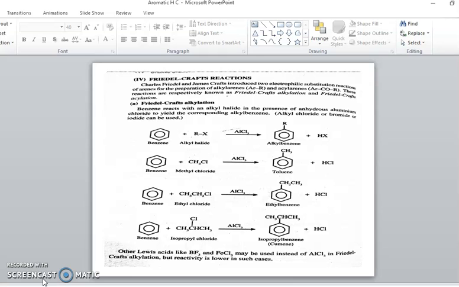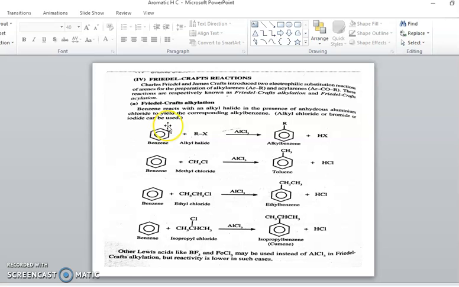What do you mean by alkyl benzene? You can see here in the benzene ring an alkyl group like CH3, that is methyl group, or CH2CH3, that is ethyl group, or CH(CH3)2, an isopropyl group like that has been introduced. And this reaction is called Friedel-Crafts alkylation.